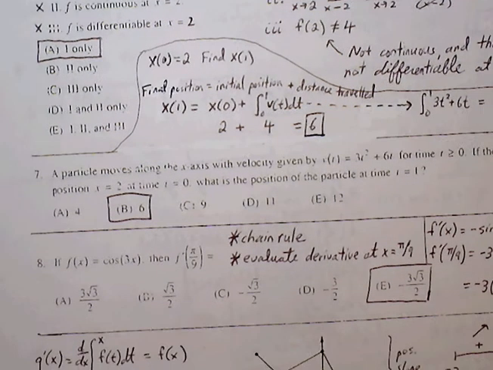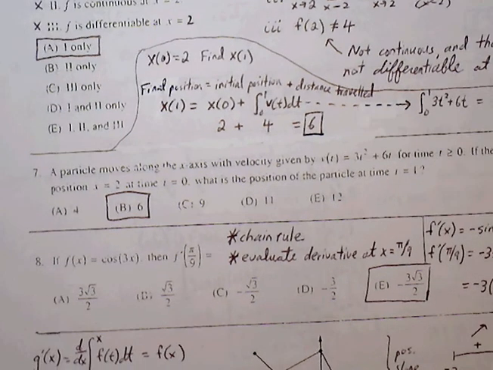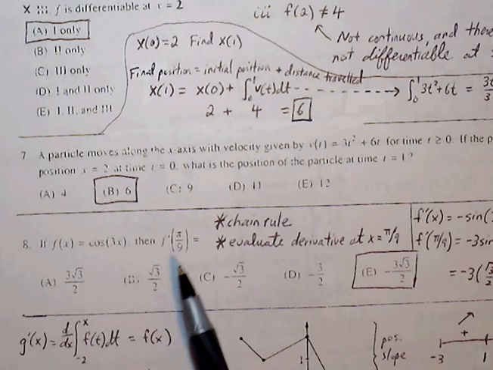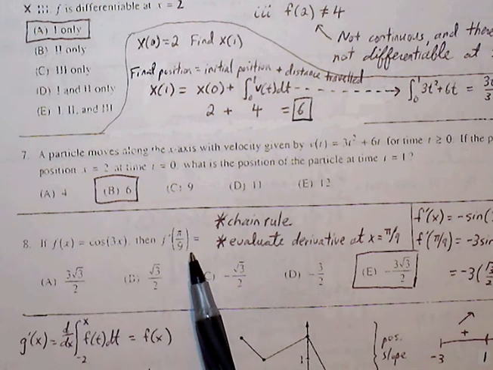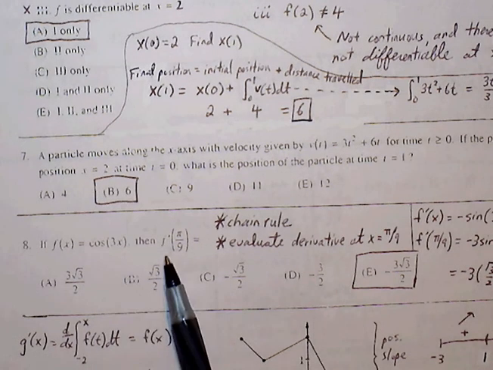If f of x equals cosine of 3x, then f prime of pi over 9 is equal to. So if I want to find f prime of pi over 9, I first need to find the derivative of cosine of 3x. And then we can evaluate it once we find the derivative.